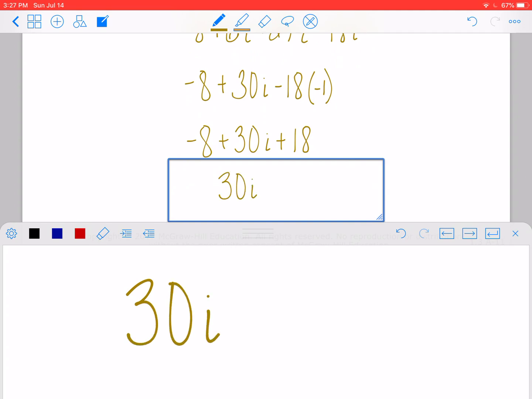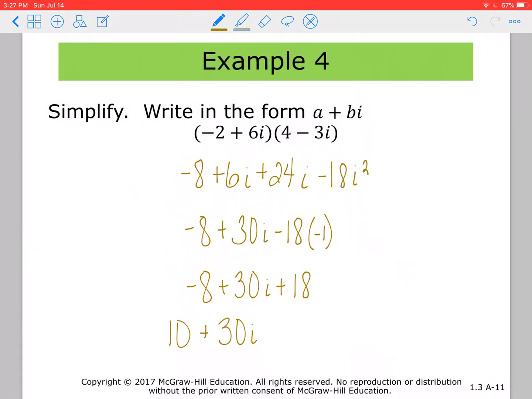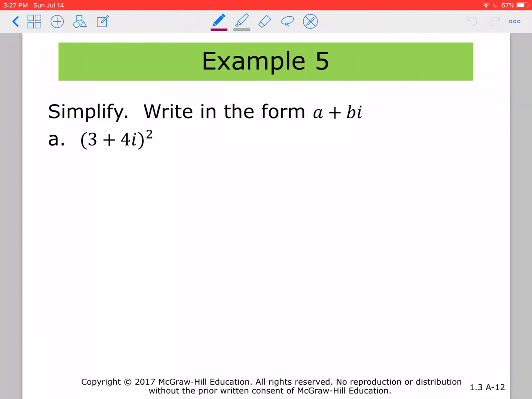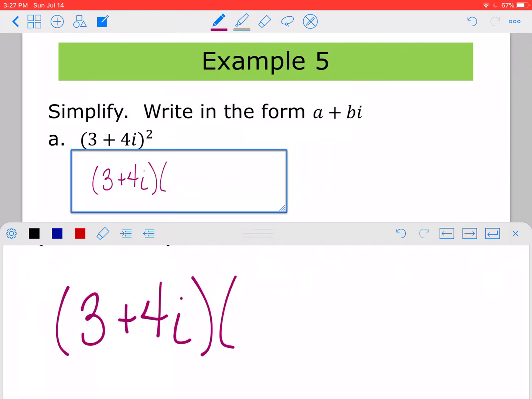Okay, moving on. What about if we square it? Well, same thing. We're multiplying our binomials here. So we got 3 plus 4i times 3 plus 4i. 3 times 3 is 9. Then we've got 3 times 4i twice. So that'd be 12i plus 12i, which is 24i. And then 4i times 4i is 16i squared.